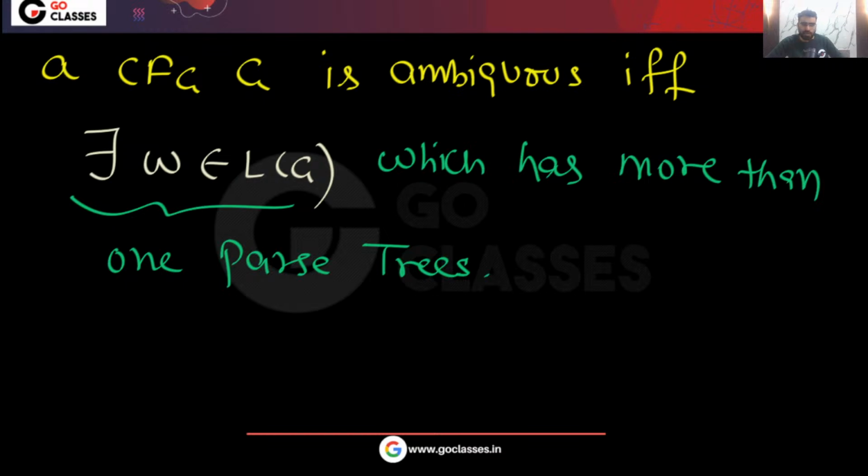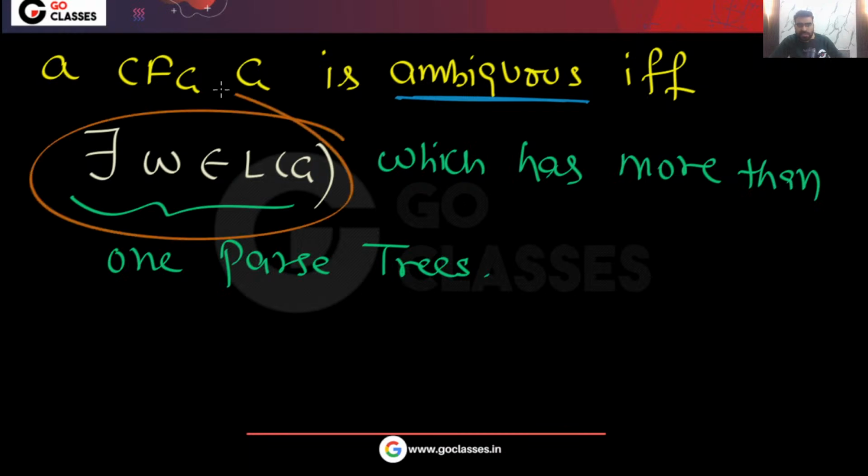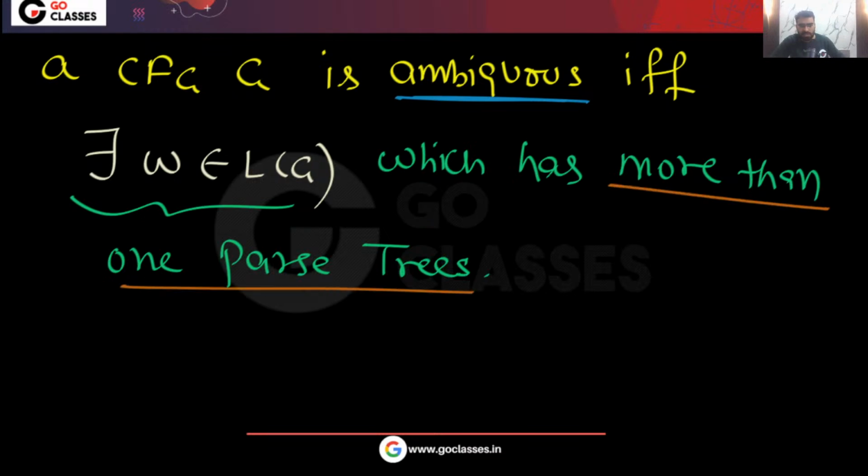So very simple point. If you have a context free grammar G, when can you say that it is ambiguous? A context free grammar is ambiguous if and only if there exists a string in the language of this grammar which has more than one parse tree, which you can derive using more than one parse tree.